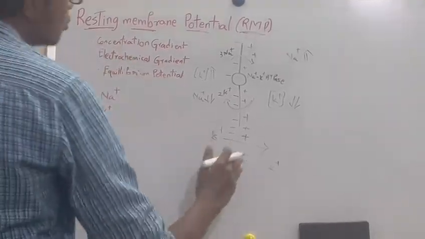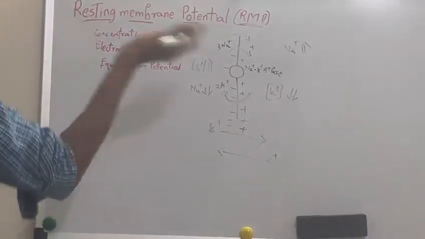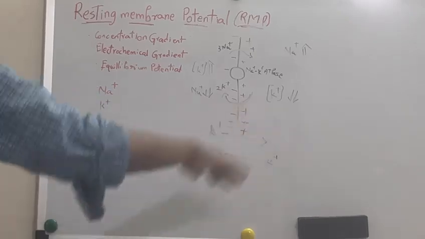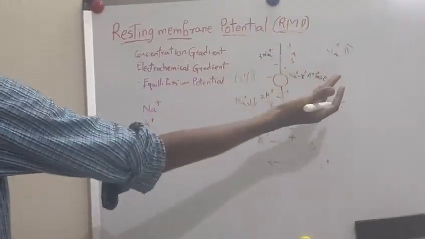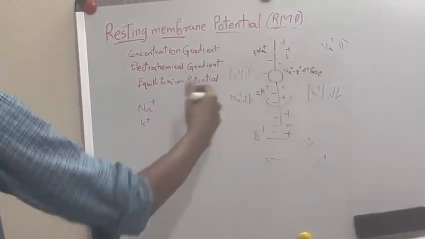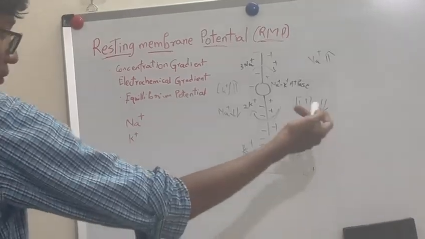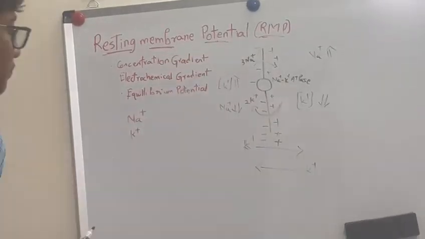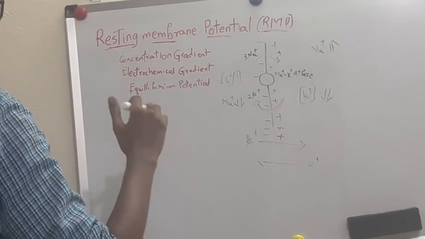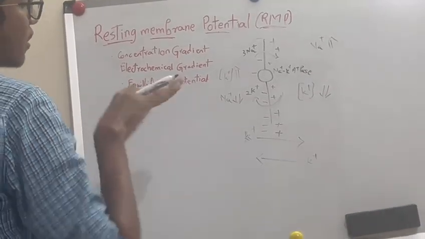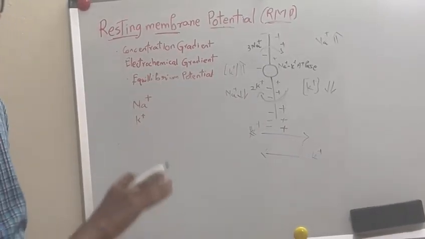So this force is due to the concentration gradient and this force is due to the electrochemical gradient. The concentration gradient drives the potassium ions from inside to outside. With the electrochemical gradient, because there is an excess of negative charge, potassium ions want to move to this side because of ionic attraction. The electrochemical gradient drives the potassium from outside to inside. In the starting, the force due to the concentration gradient will be higher than the electrochemical gradient.